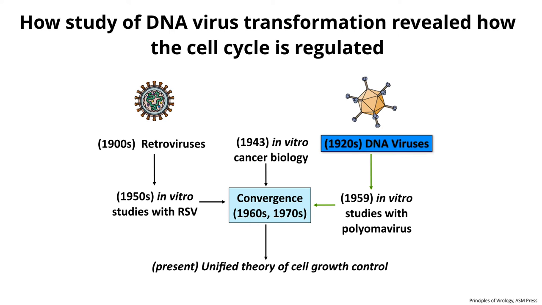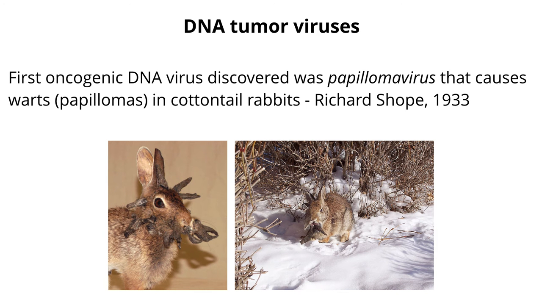All right, so let's look at DNA tumor viruses now. These were discovered in the 1920s, and in 1959 they converged with RNA tumor virus biology and cell cancer biology in the 60s and 70s. And as I said, that has helped refine our theory of growth control. So the first DNA tumor viruses discovered were papillomaviruses that cause warts in rabbits. These were identified by a virologist, Richard Shope, in 1933.